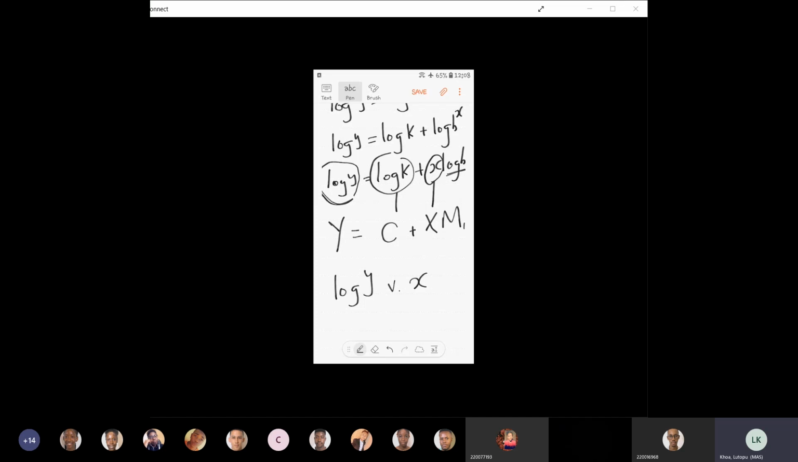Okay, so that is basically what we're doing, because straight lines are easier to understand, so sometimes we like to do that.